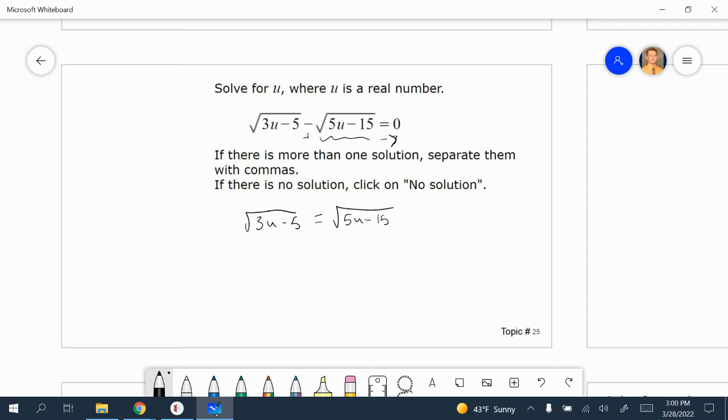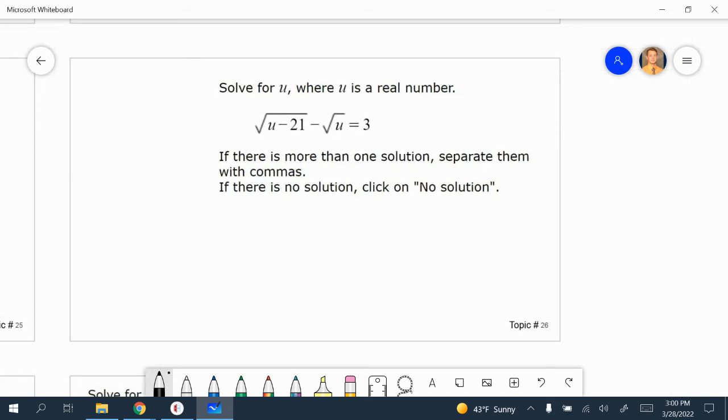I can square both sides. That's going to get rid of both of those radicals. So we'll be left with 3u minus 5 equals 5u minus 15. And then we're just solving a couple step equation here. We should get 2u if I subtract 3u from both sides and a positive 10. And so u must equal 5. And you can plug that in to make sure that that works. But I think that's the final answer.